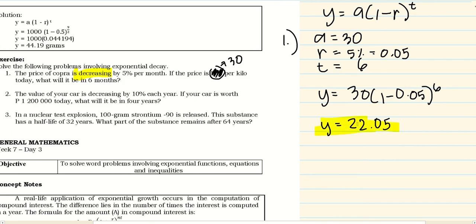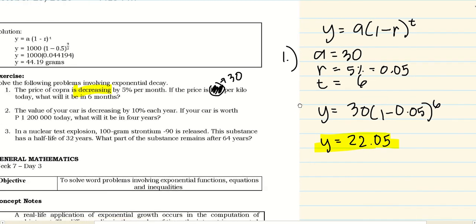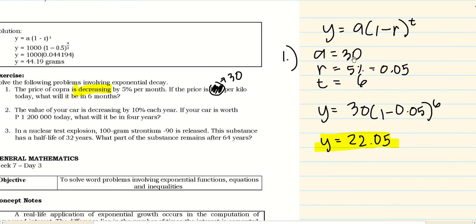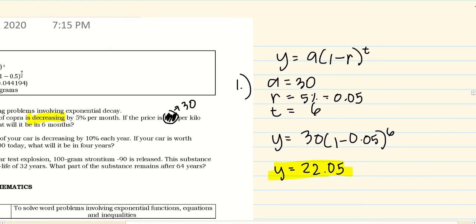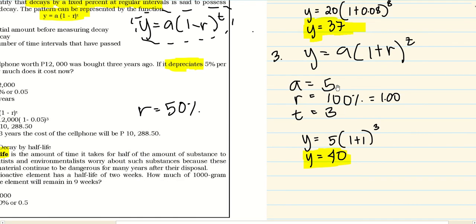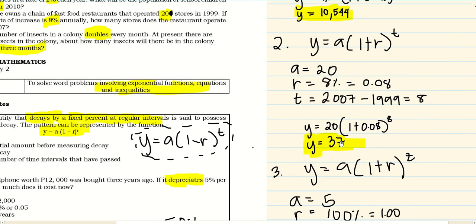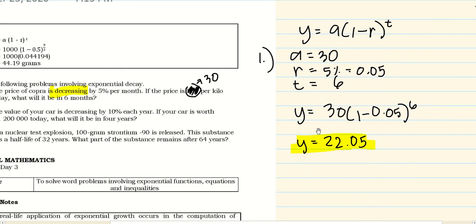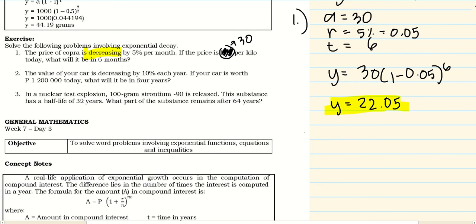As you can see, in decaying or decreasing, the initial value depreciates. It decreases by a certain amount, unlike in day one, where it goes from 5 to 40, from 20 to 37. It increased, but here it decreases. So let's go to number 2. We'll just slash 10 over here. Let's slash 3 zeros.